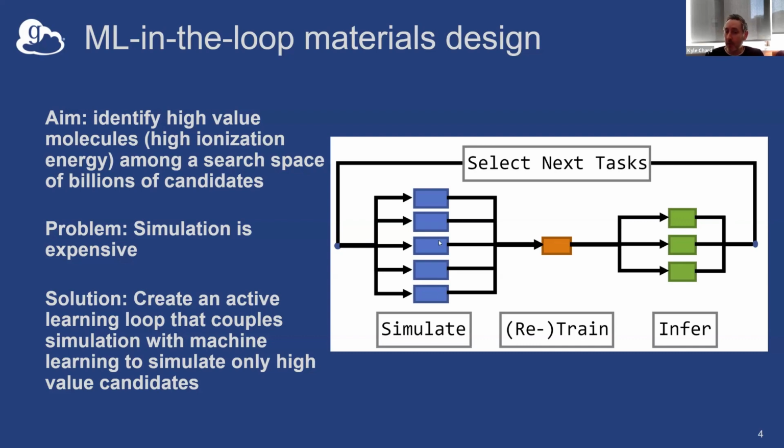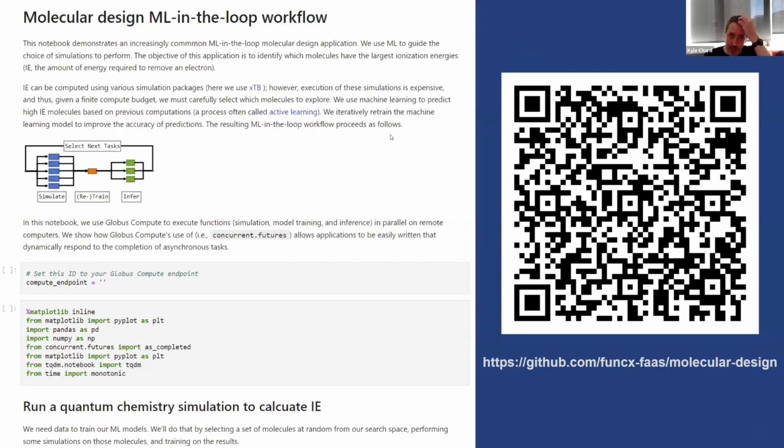inferred values, and run real simulations again. We're then going to put together all the simulations we've done, retrain the model, and keep going in a loop several times. And hopefully at the end, we're going to see a set of molecules that have the highest ionization energy. Okay, so we have a Jupyter notebook to run through this example.